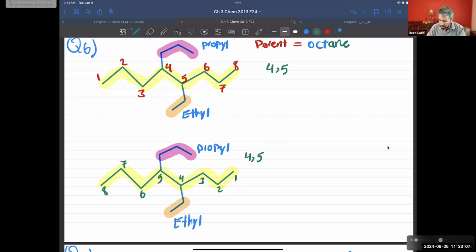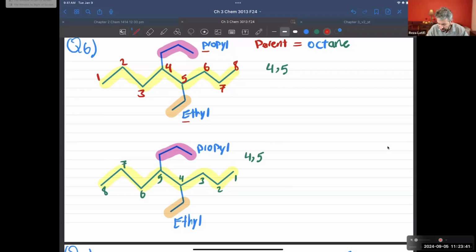You will look at your substituents and order them alphabetically. The first substituent, the top one, is a propyl and starts with P. Well, the ethyl starts with E. So what I'm going to do is, the one that alphabetically comes first, I'm going to give it the smaller label. So ethyl should have a smaller label.